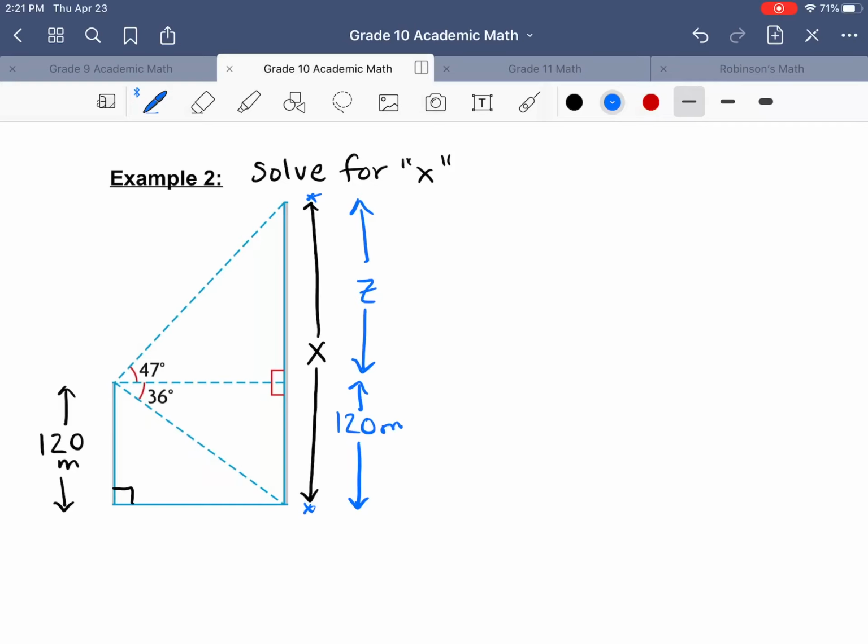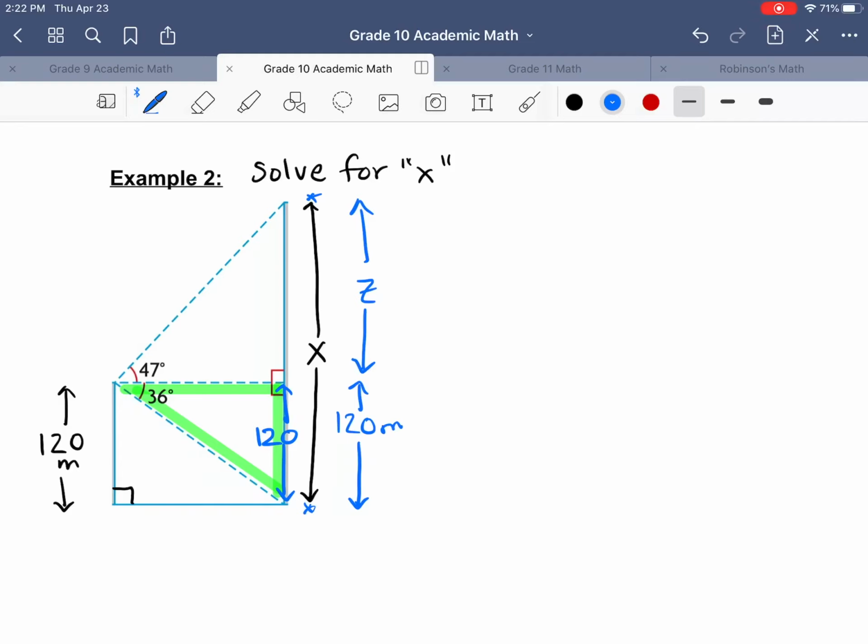Now we're going to go back and take a look at the angles and these two right triangles that share a side. We are going to focus on the triangle below to begin with, the one I'm highlighting here in green. We are given one angle in addition to the 90-degree angle. And this side, I'm going to write right across it, is 120 meters. So we have an angle and a side.